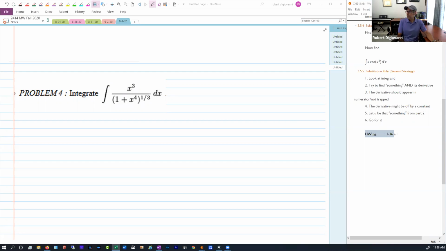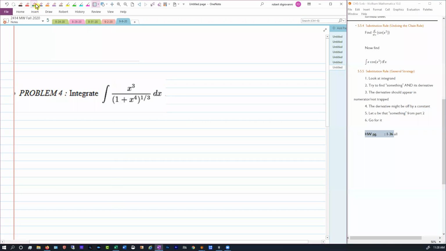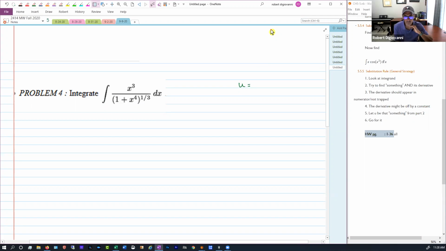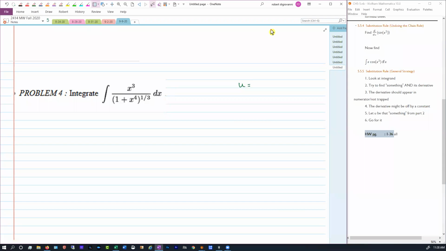Jimmy, what you got? Okay. Looking at this, there's the x cubed over all, but we can have it in the denominator, right? Or what was the rule for it? Because there's the x cubed, and then on the bottom the denominator is 1 plus x to the 4th, to the power of 1/3.